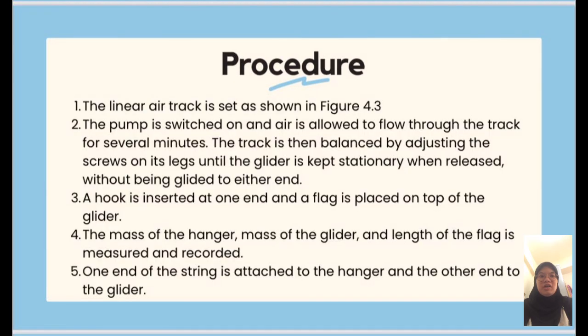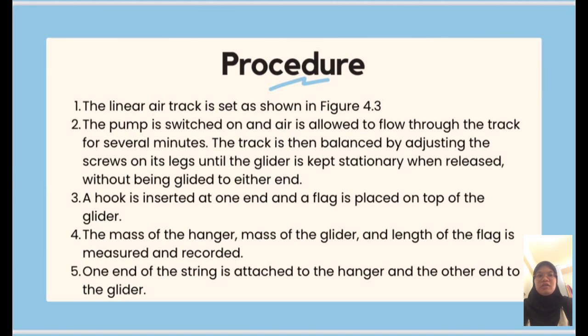The procedure is as follows. The first one is the linear air track is set as shown in figure 4.3. Second, the pump is switched on and air is allowed to flow through the track for several minutes. The track is then balanced by adjusting the screw on its leg until the glider is kept stationary when released, without gliding to either end.